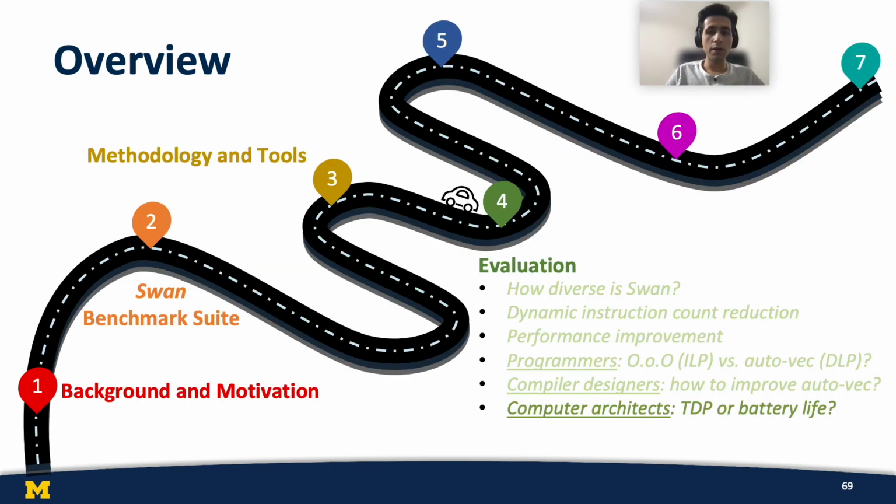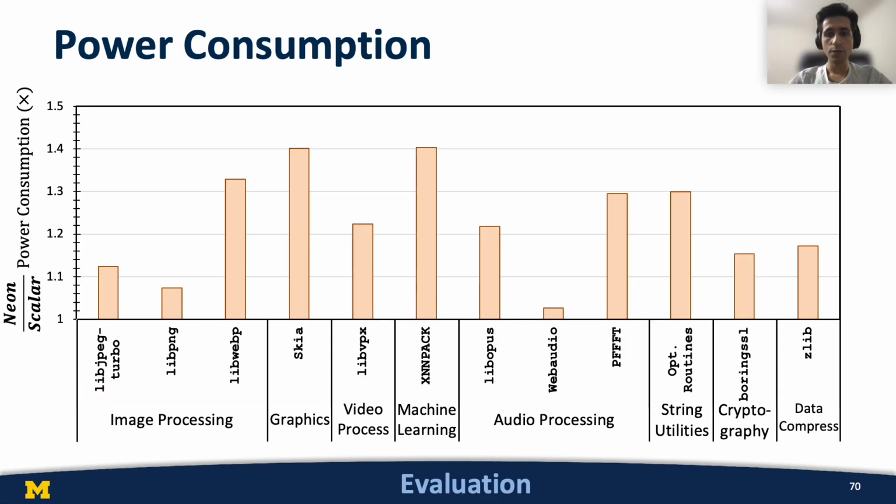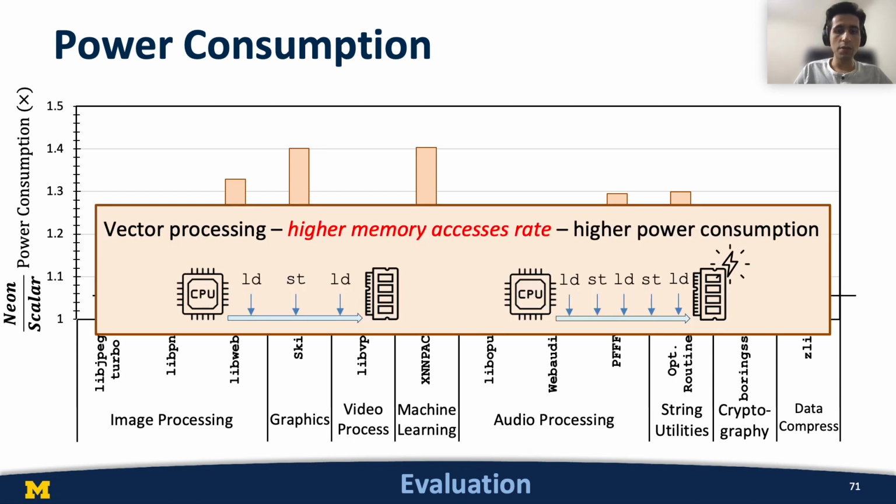Now that we know about performance improvement, let's discuss the power and energy consumption. This chart shows that vector processing increases the power consumption of the SoC by up to 40% compared to the scalar baseline. This is because vector processing increases the rate of memory accesses, which subsequently increases the power consumption of the memory subsystem.